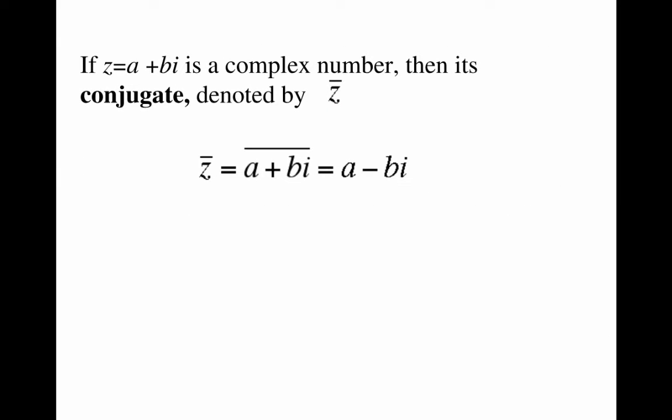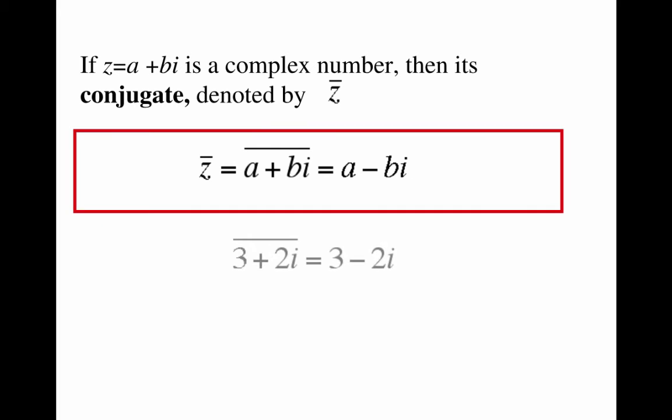If z is equal to a plus bi, this is a complex number, and its conjugate, denoted by z bar, would be a minus bi. We simply change the sign to achieve the conjugate. We need the conjugate when we do division. So the conjugate of 3 plus 2i would be 3 minus 2i.